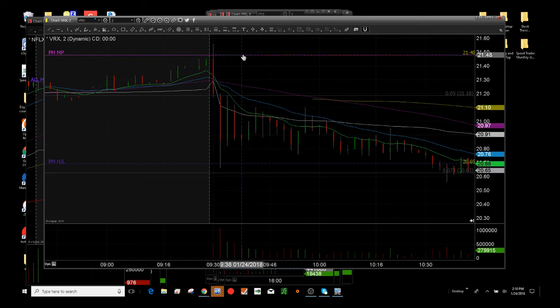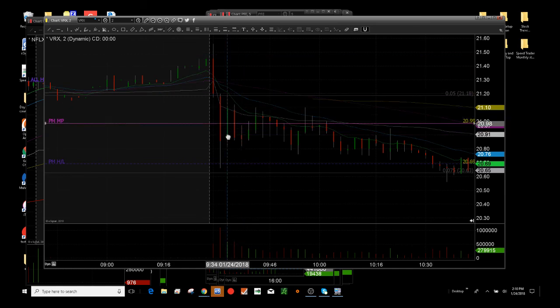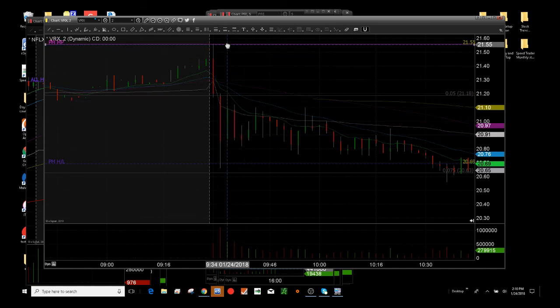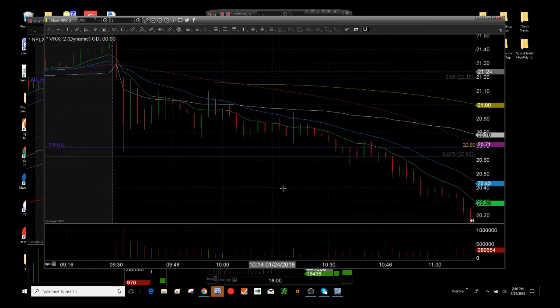And I'd like this pre-market macro pivot somewhere around in here. Anyways, that's one of the trades here.